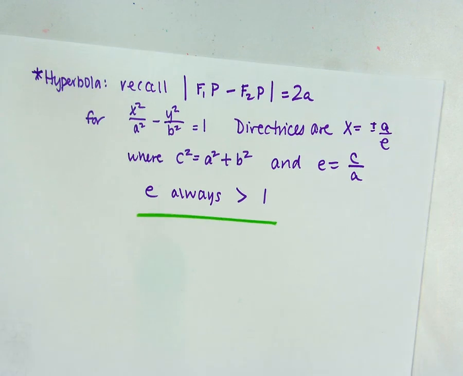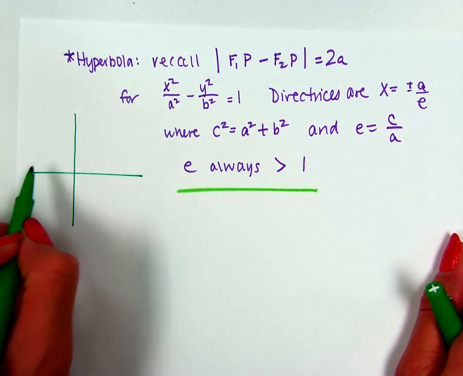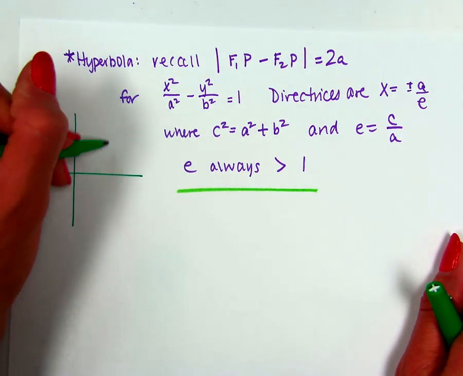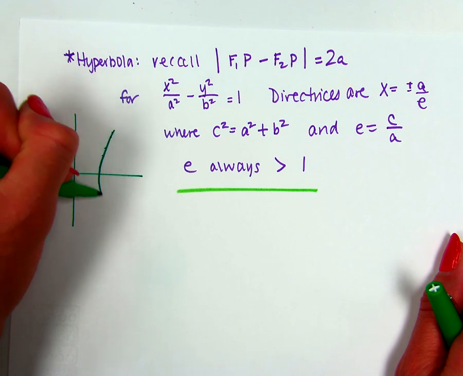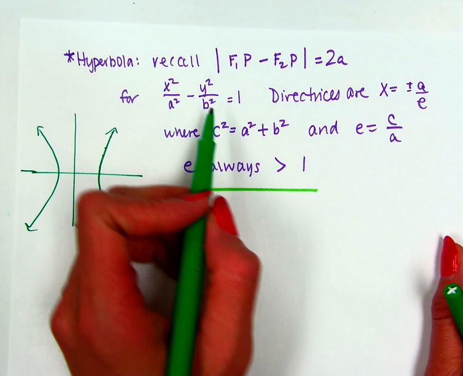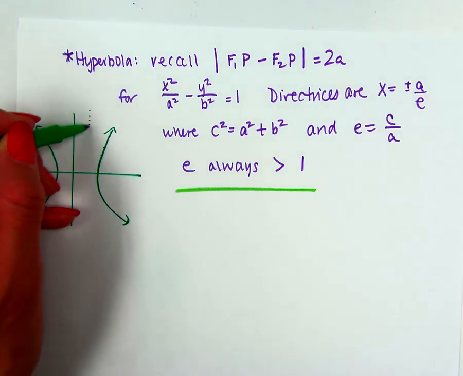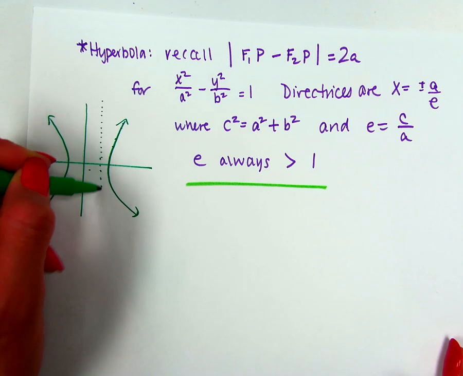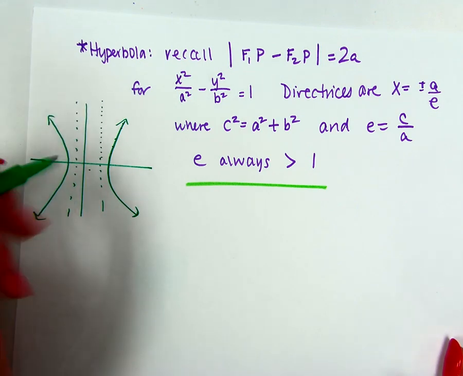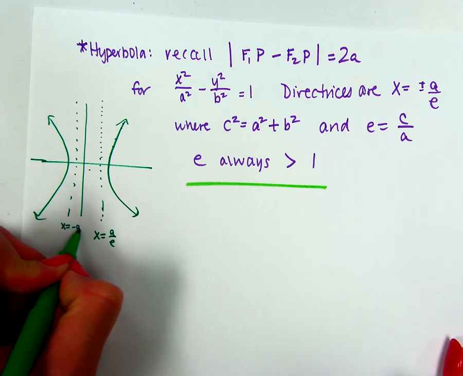All right, so let's say that we have a hyperbola that opens, in this case, right and left. We'll assume our center is at 0, 0. So if I have a hyperbola that looks like this, pretend that they're symmetric there, my directrices are going to be actually on the inside of my hyperbola. So this one will be at x equals positive a over e. This one will be at x equals negative a over e.